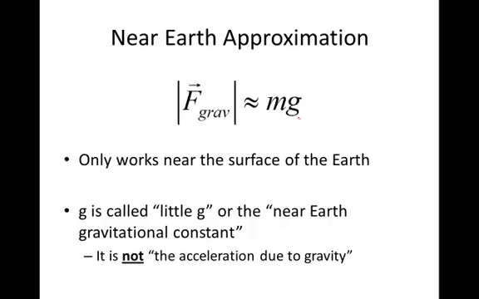This is not the acceleration due to gravity. If you've had physics before, you may have heard it referred to as that. That's incorrect because it's only under very special circumstances that an object will have this acceleration. G does have units of meters per second squared. It does have units of acceleration, but it is not the acceleration due to gravity. So try to avoid calling it that. You can call it little g or the near-Earth gravitational constant. Either is fine. And g has approximate value of 9.8 meters per second squared, or if you like English units, it's roughly 32 feet per second squared.